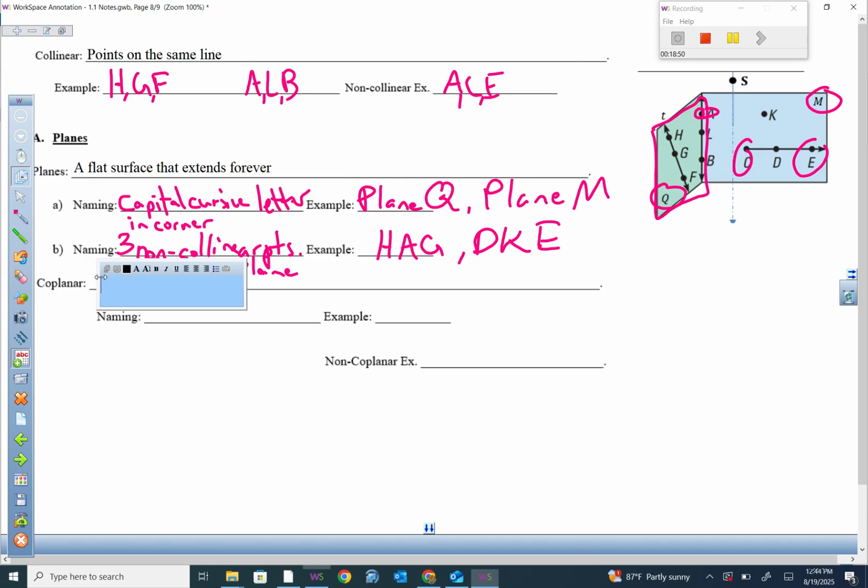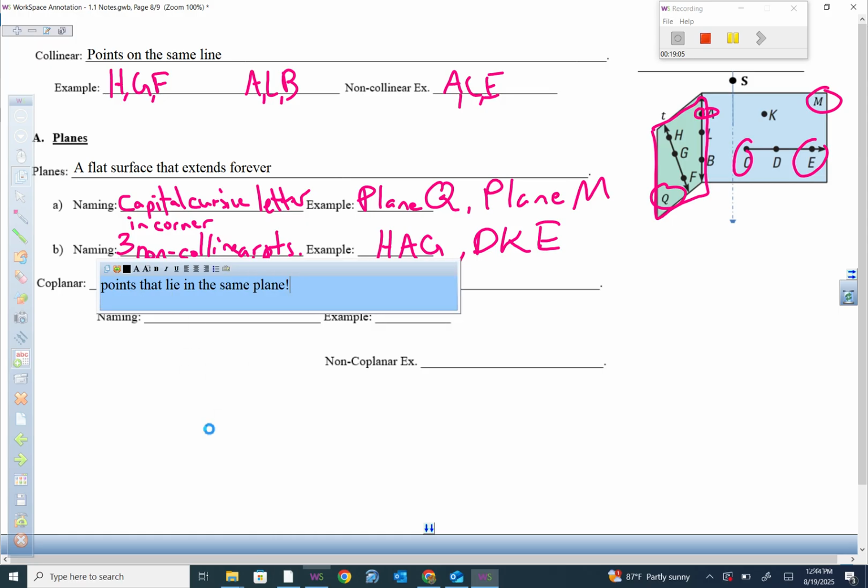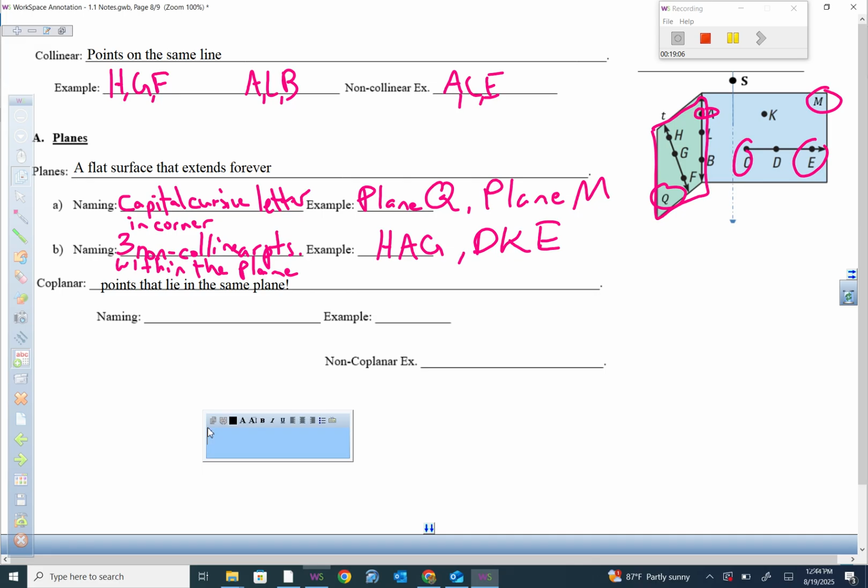Coplanar is just like collinear, except coplanar is talking about a plane. So coplanar means points that lie in the same plane. Wow, coplanar and collinear, very, very similar thoughts, okay? Alright, let's name them. Naming coplanar points is the same as naming points. Kind of did that earlier.